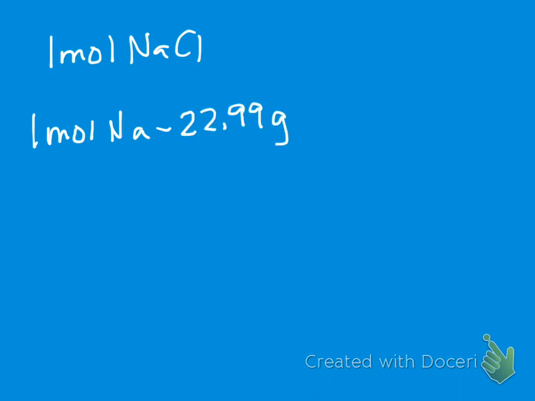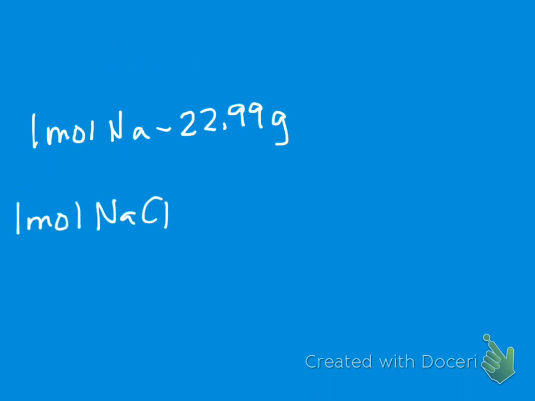22.99 grams. And 1 mole of sodium chloride has a mass of what? Well, 22.99 plus 35.45, 58.44 grams. So what percentage of the mass of sodium chloride is made up of sodium?